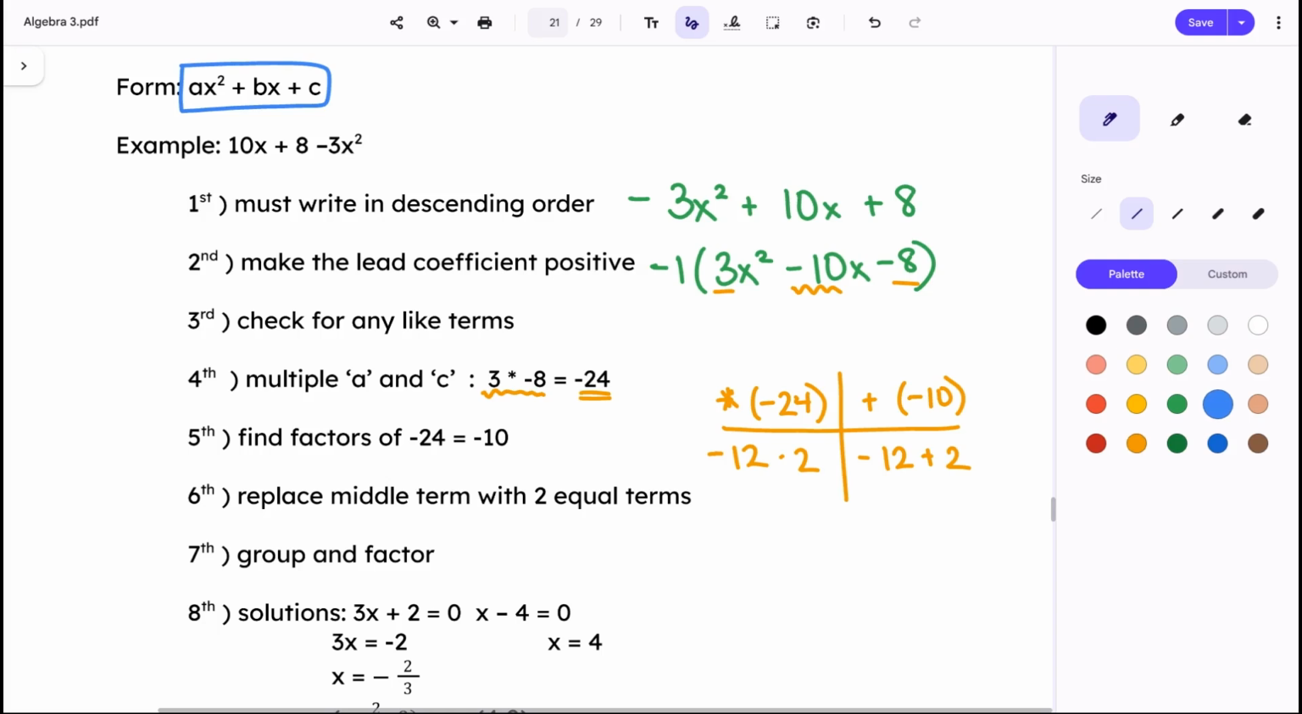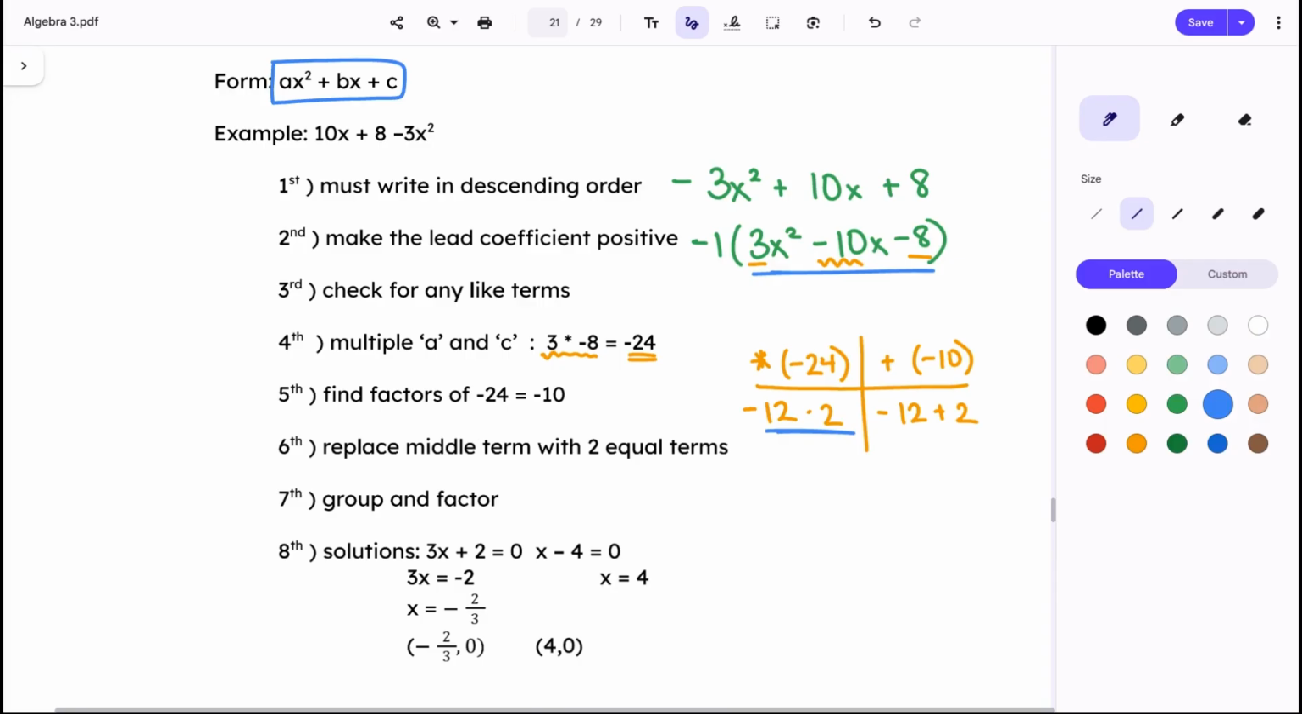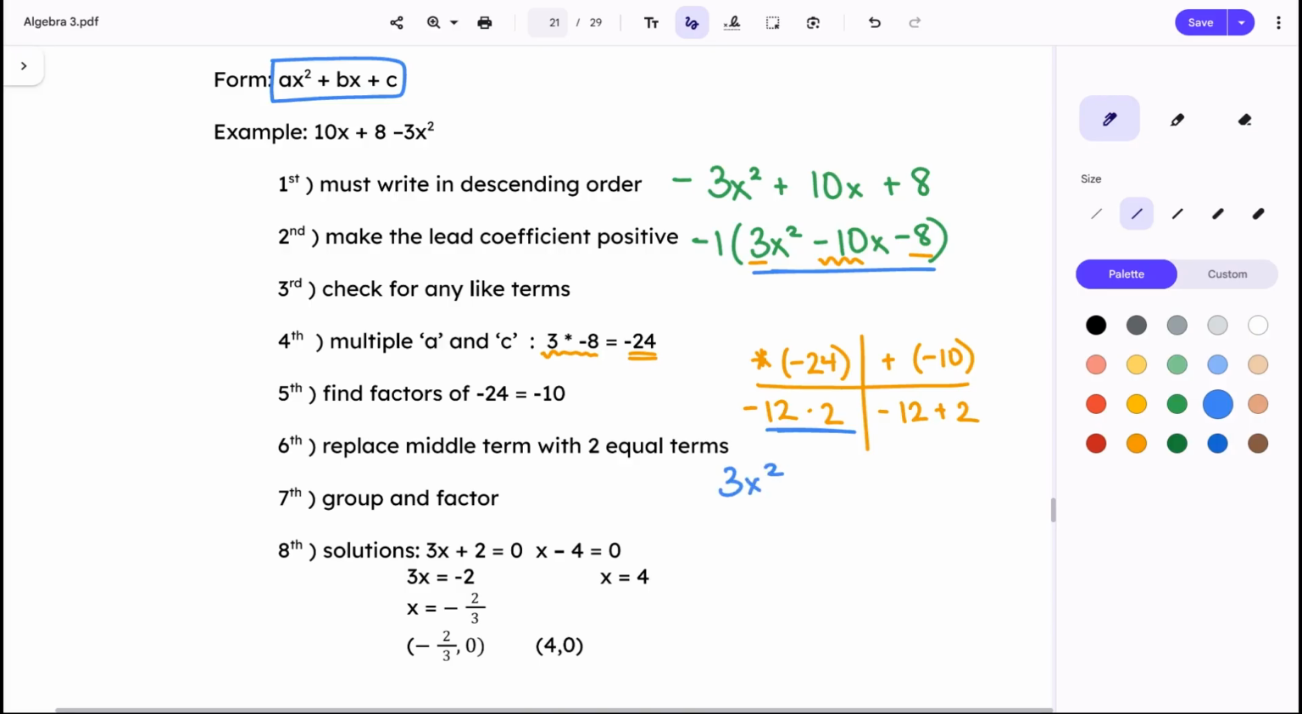Now what we're going to do is rewrite my original polynomial with these two numbers. What I always say is you don't ever do anything to the first and the last term. So I'm going to write 3x squared. I'm going to leave a little space, and I'm going to write my -8. I'm going to rewrite that middle term, that -10x, with these two terms. So I'm going to put a -12x and a +2x. Again, the order that you put those in there does not matter. Also, just a reminder, we have that -1 still sitting out front, so I'm just going to write that.